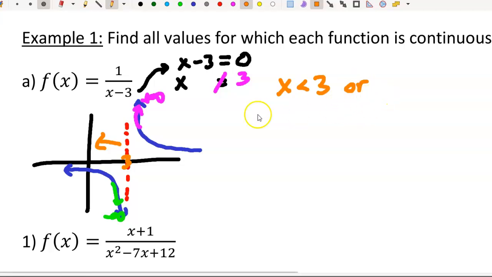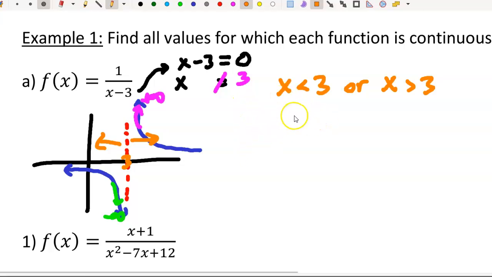Or they can be to the other side, greater than 3. And that's what the answers you're going to be writing down today. It's not just saying where it does not exist, but saying where it does exist, right? It's kind of like two sides of the same coin of looking at it.